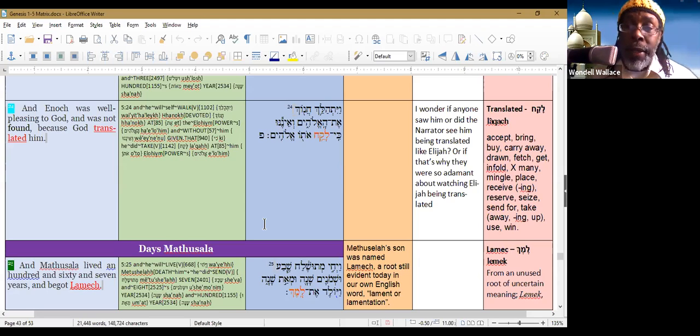Like I said again, we can speculate, but there's nothing to really prove one way or another. All right. So, is that why they were so adamant about watching Elijah be translated? Because the same thing happens to Eliyahu.